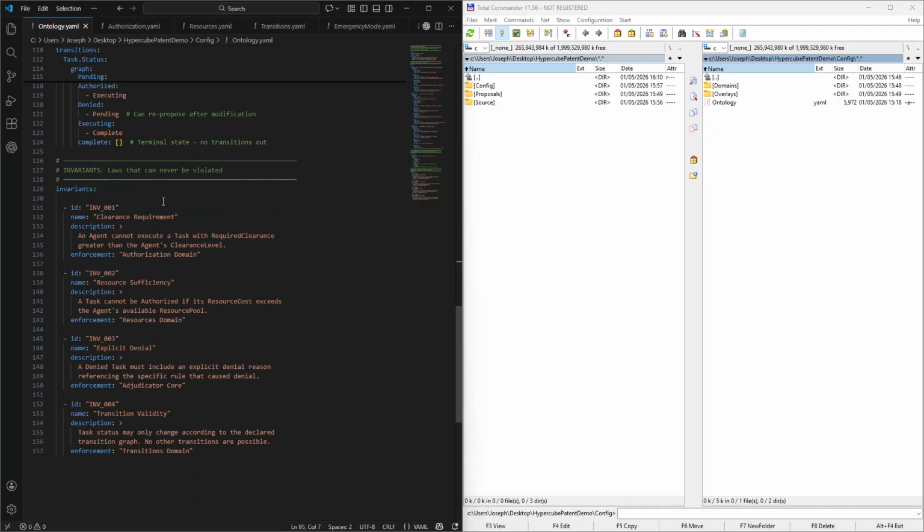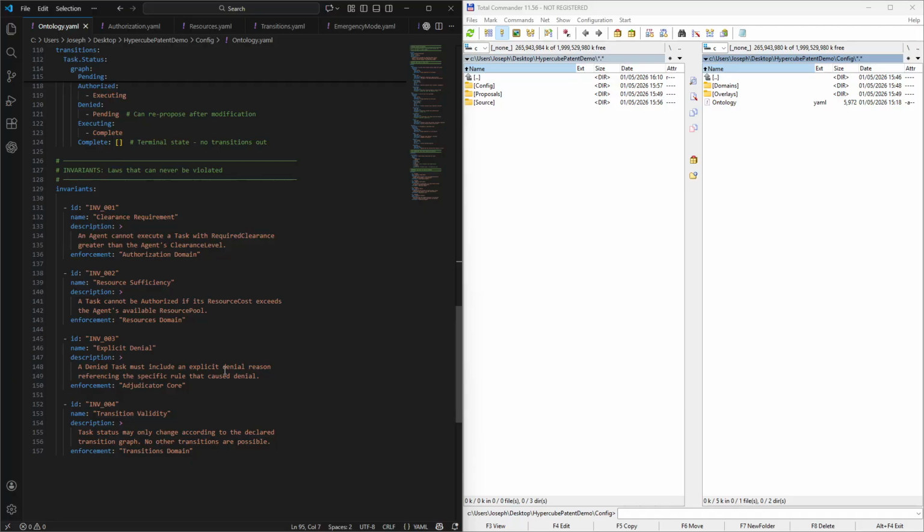Finally, invariants. An agent cannot execute a task above their clearance. A task cannot be authorized if resources are insufficient. A denied task must include an explicit reason. These are laws, not suggestions.